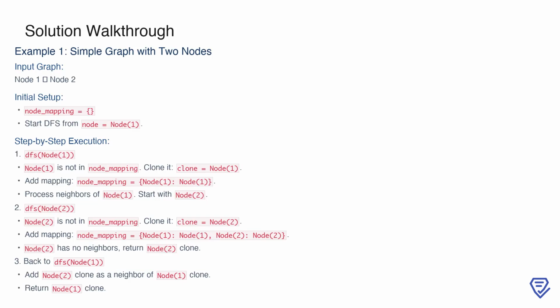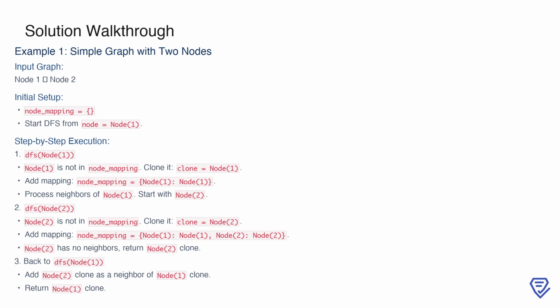To solve the problem of cloning a graph, let's start with a simple example where the graph consists of two nodes, node 1 and node 2, with an edge connecting node 1 to node 2. We initialize an empty dictionary called node_mapping, which will store the original nodes as keys and their corresponding clones as values. The process begins with a depth-first search, or DFS, starting at node 1. When we visit node 1, we check if it is already in node_mapping. Since it's not, we create a clone of node 1 and add it to the mapping.